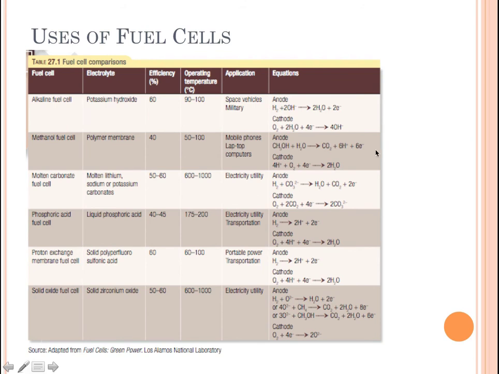What do we use fuel cells for? A whole range of different things, and there's lots of different ones out there. We can use them for, well, the alkali one we were talking about before is used in space vehicles. The other ones we could use for production of electricity. That's what we mean by electricity utility. We could use them for portable power transportation.